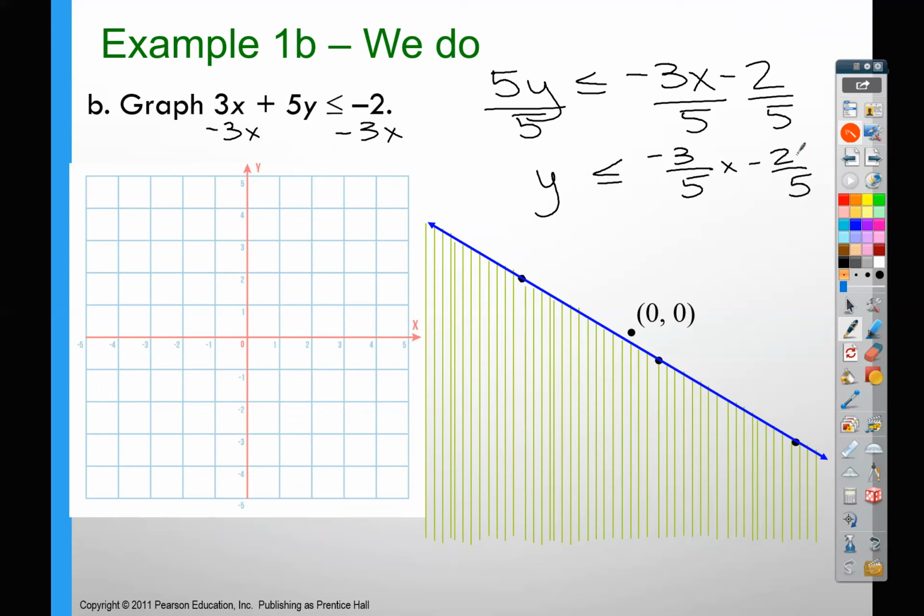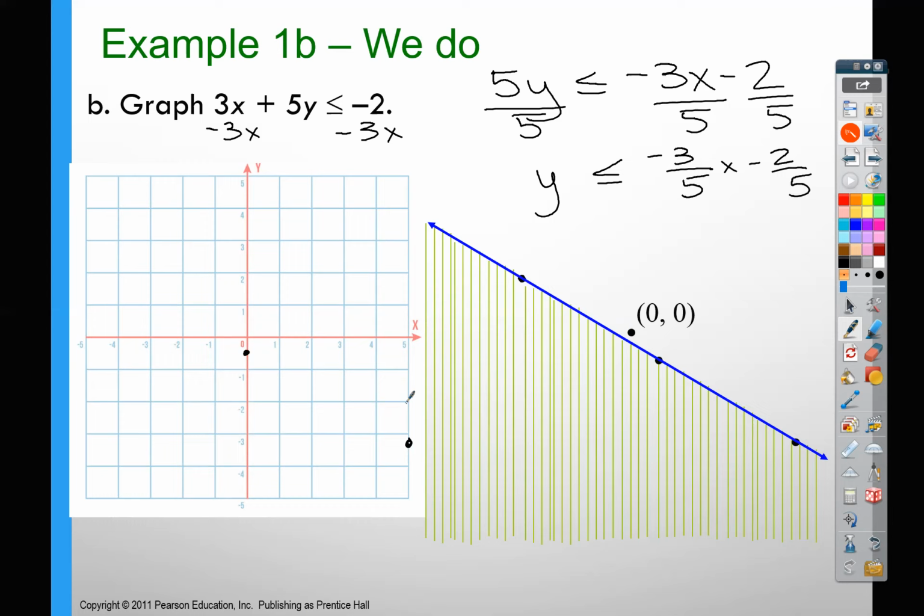Well, that's not a great y-intercept. So it's negative 2/5. We'll put it about there. And then we go down 3. So 1, 2, 3 over 5. So it's going to be about right here.